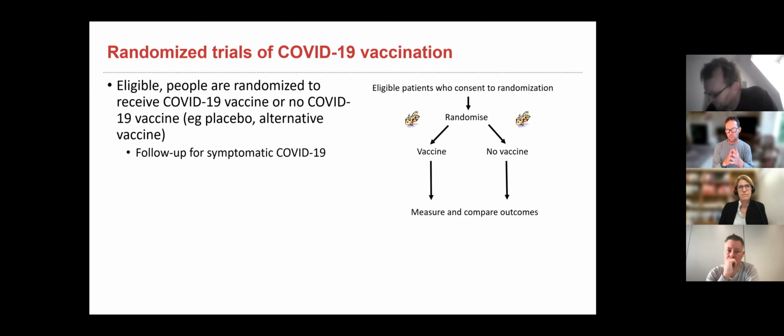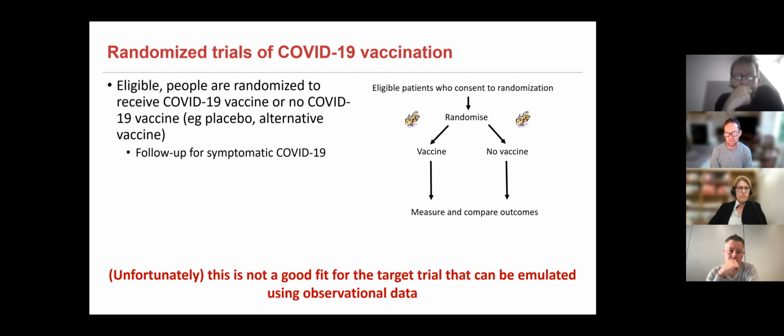So that's what we would like to do when we analyze observational data: we would like to estimate the results that we would get from a trial like that. But the problem is that a target trial where we get eligible people, and at the moment we assess them to be eligible, for example, because they've not had COVID-19 and they're in the right age group and they haven't got any of the exclusion criteria, and then we assign them to vaccination or no COVID-19 vaccination at that point, isn't a good fit for the observational data that we have available.